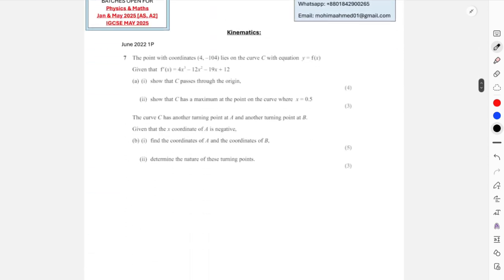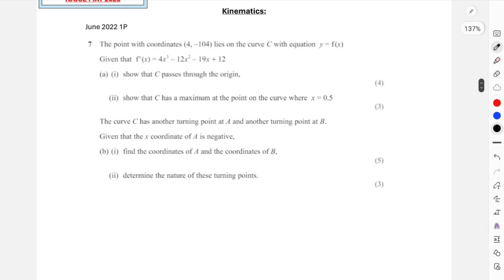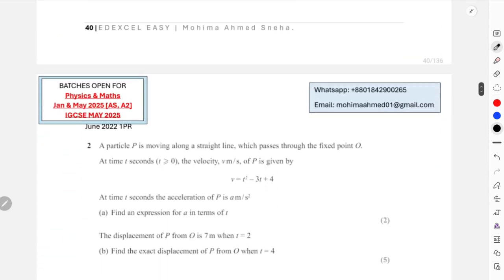These are from kinematics. So for kinematics again, it says that the point with coordinates 4, minus 104 lies on the curve with equation this one, and they have also provided you with the integrated equation. Sorry, this is not exactly from kinematics. While I was creating this file, I made a mistake. This is from coordinate geometry. We'll come back to this part whenever we start with coordinate geometry. That is at the end of your paper. So I'll have to skip this and we'll start with this one.